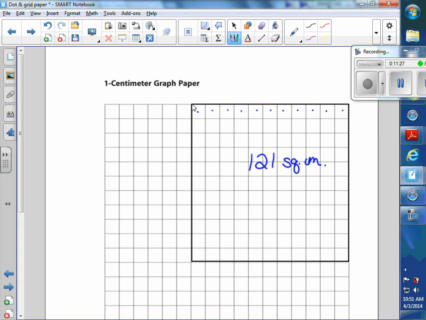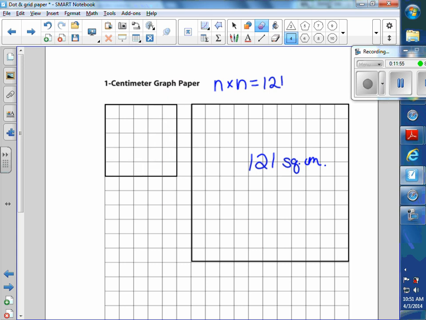Does that make sense? Yeah. So if I didn't have the 11 and I just had the area, I'm looking for what number times itself is equal to 121. And that's called the square root, right? How do you figure out a square root? We're going to work on that. So if I put another square here, if this is 25, this has to be 5 times 5. 5 by 5. Does that make sense?